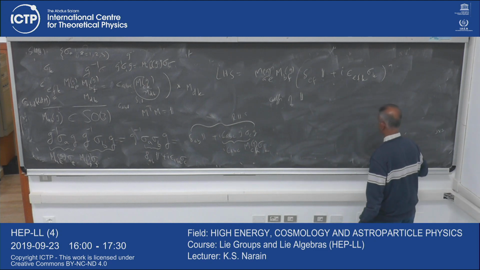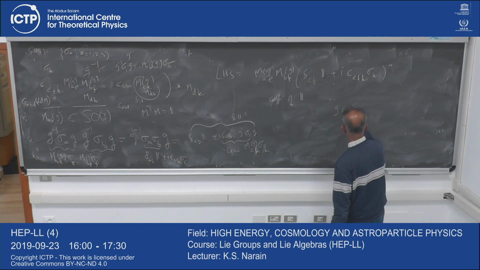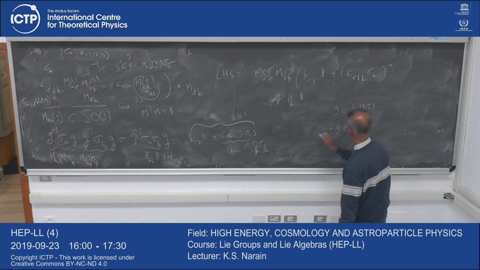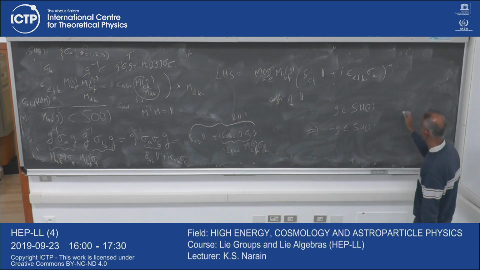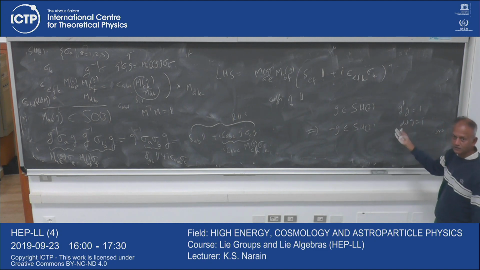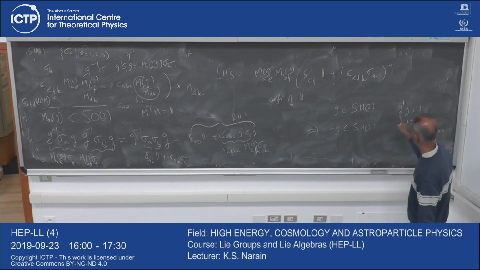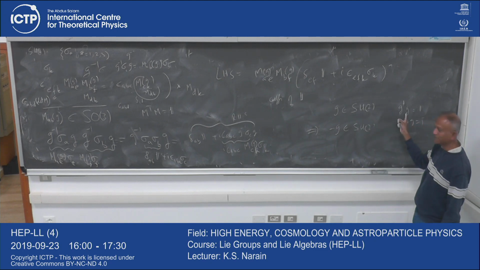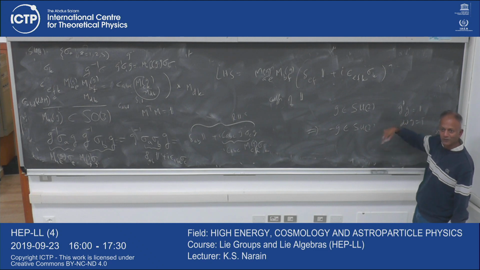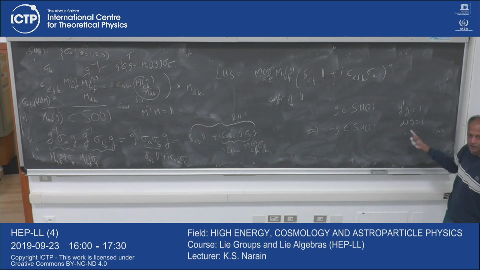So the statement is that if G belongs to SU2, then minus G also belongs to SU2. We can check that because the defining condition is G dagger G equal to identity, and determinant of G equal to 1. That's the definition of SU2, right? Clearly the condition G dagger G doesn't change if I replace G by minus G, because G dagger also picks up a minus sign. So this remains invariant. And the determinant of G also doesn't change because G is a 2 by 2 matrix.